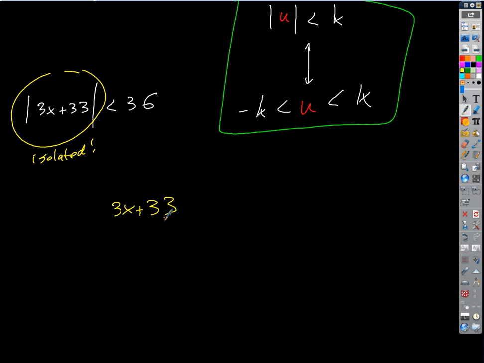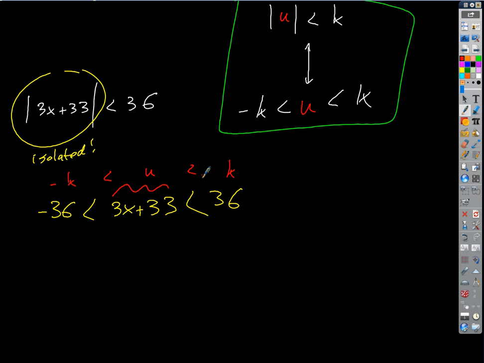So this is the same kind of pattern, isn't it? What's inside has to be trapped between what values? K and negative K. Okay, so what's going to be over here? It has to be greater than negative K, which is just negative 36, and less than positive 36. Everybody see that? Because this is like my u, what's inside, and this is like my negative k and my positive k. That's the pattern we follow.